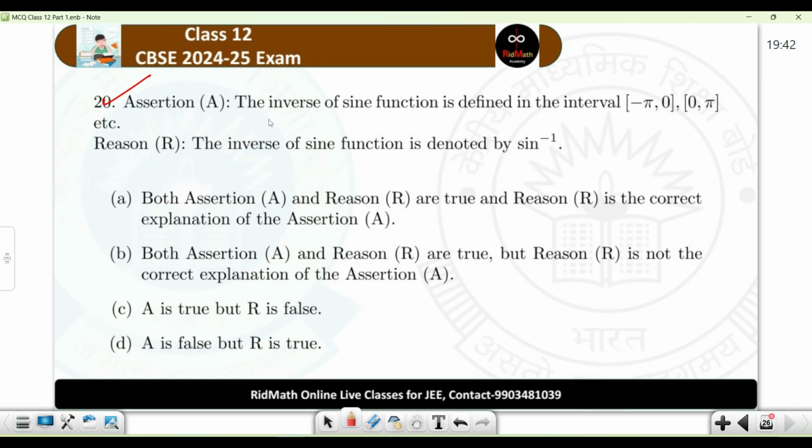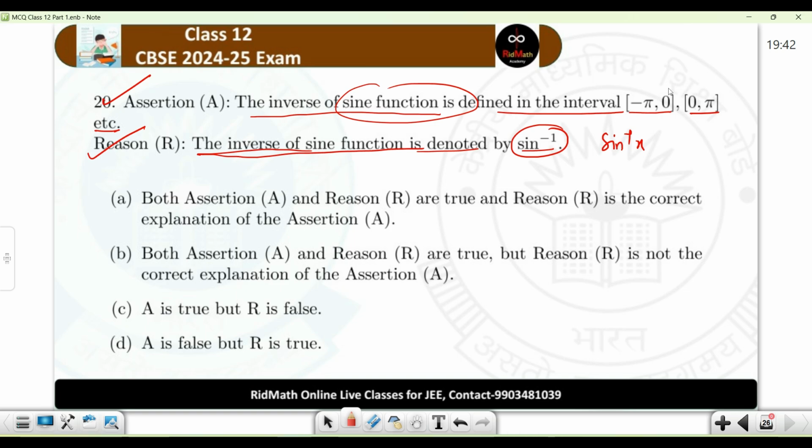Assertion: the inverse of sine function is defined in the interval minus pi to 0 and 0 to pi, etc. Reason: the inverse of a sine function is denoted by sine inverse. This reason is true because the inverse function of sine is denoted by sine inverse x. But the inverse of a sine function is not defined in this interval minus pi to 0 and 0 to pi because the sine function is like this. Here it is 0, it is pi by 2 and this is pi.